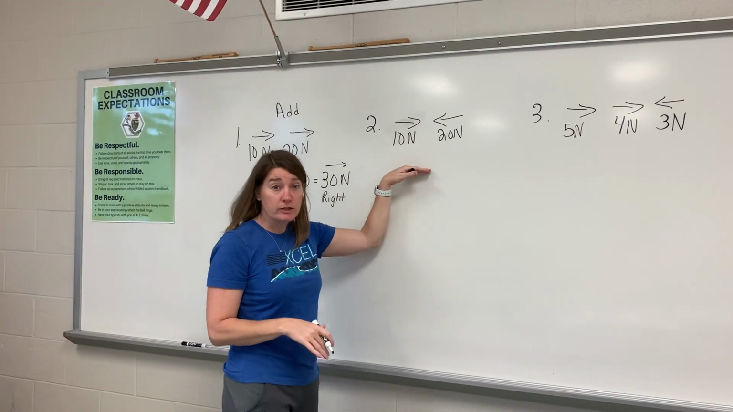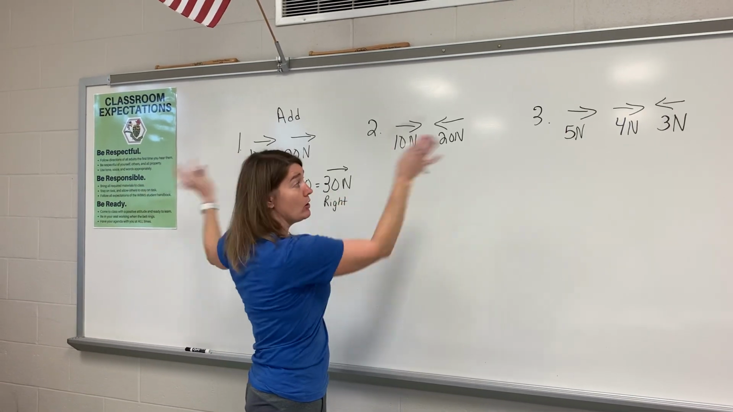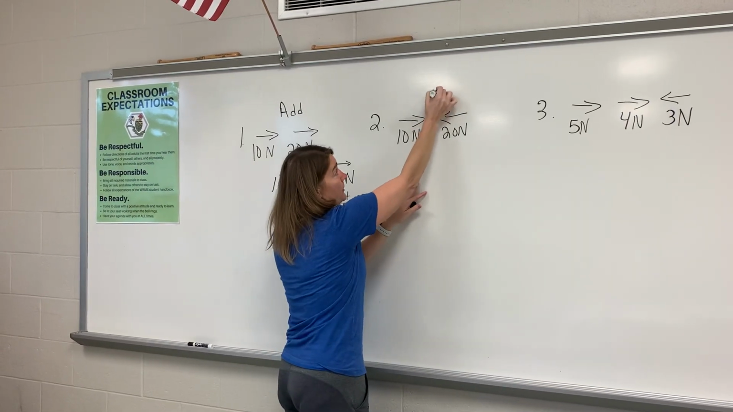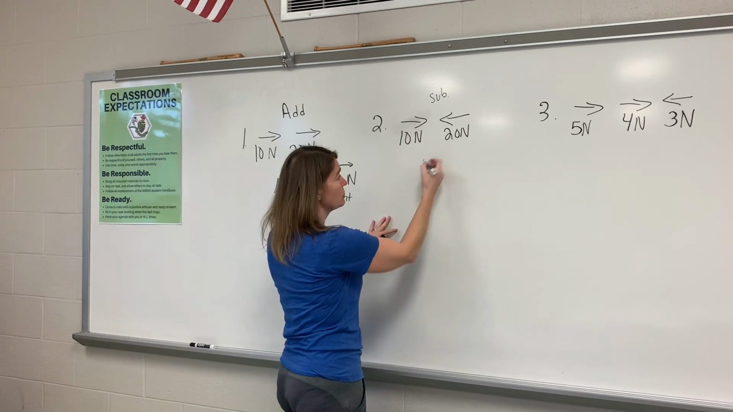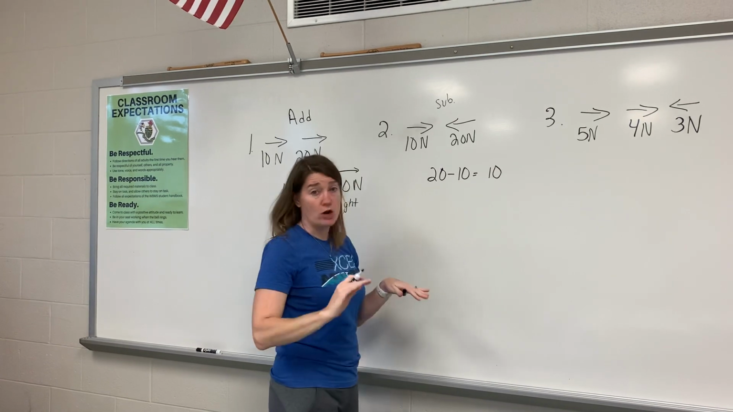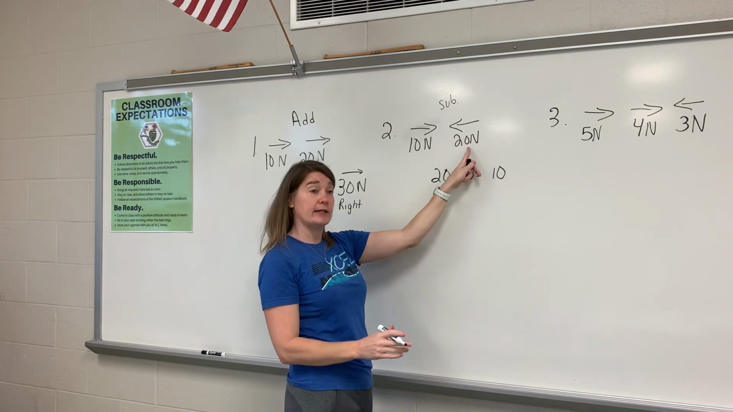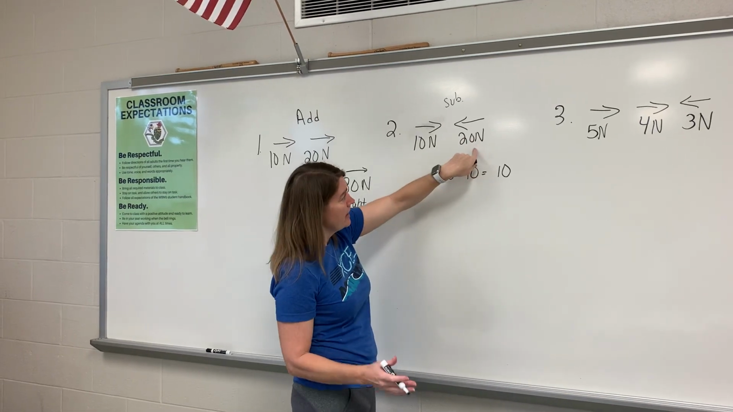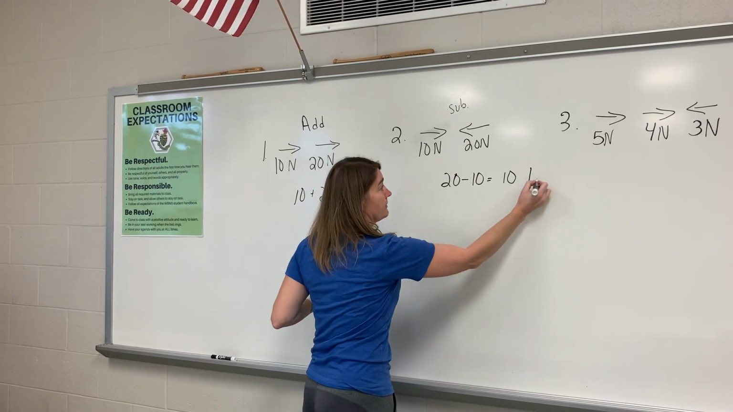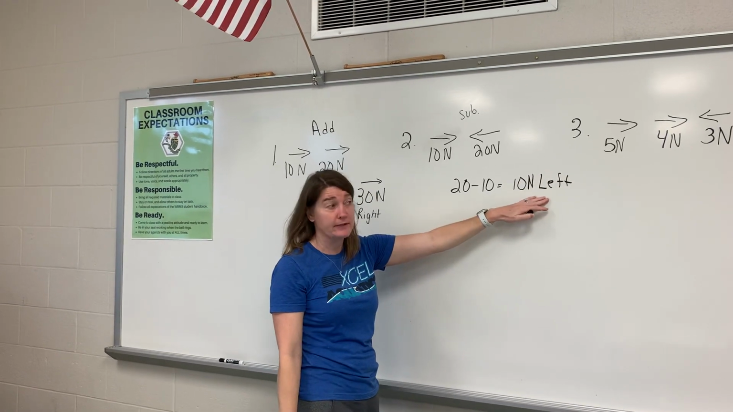Okay, so the next one, if the arrows are going in the opposite direction, say they go towards or away, anytime they're not going in the same direction, you will subtract. So 20 minus 10 is 10. Now you don't get negative. You have to tell me what direction, which one is bigger. Say this person is pushing on something. They are pushing more than the other one, so they're gonna push it to the left. So that's 10 newtons to the left.